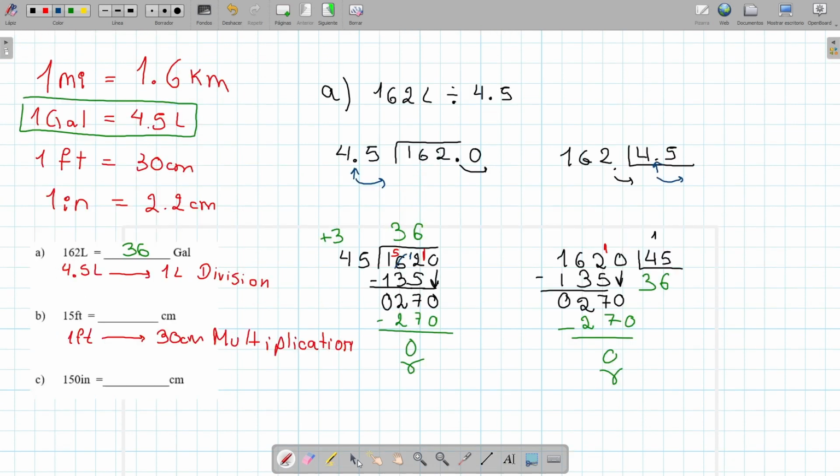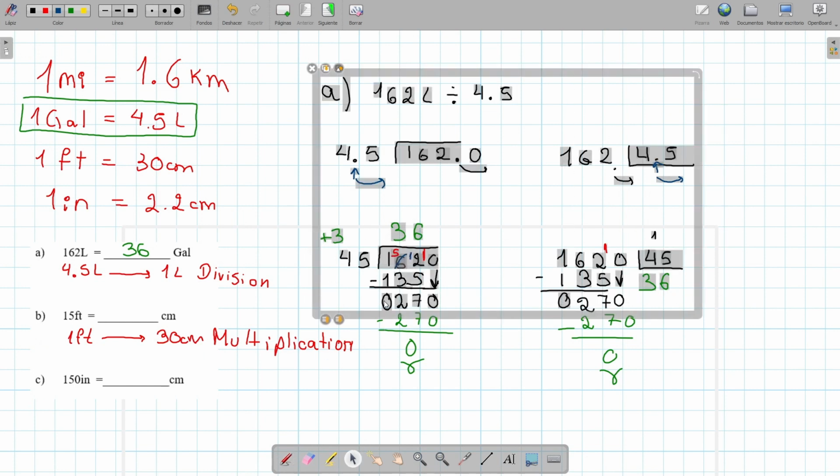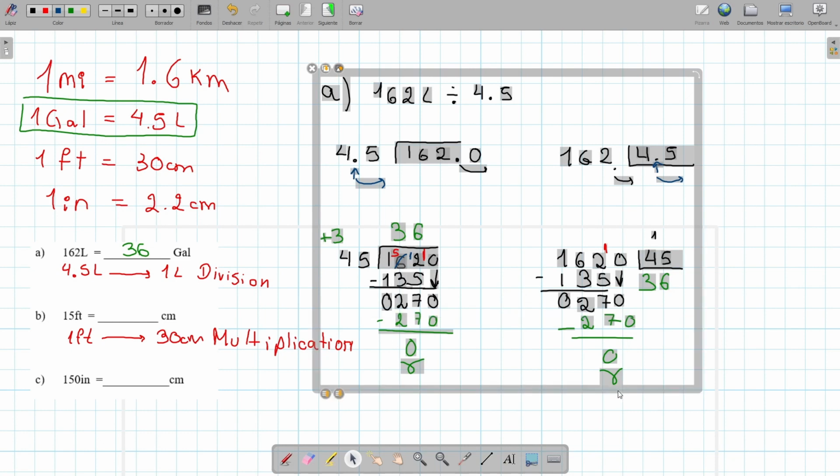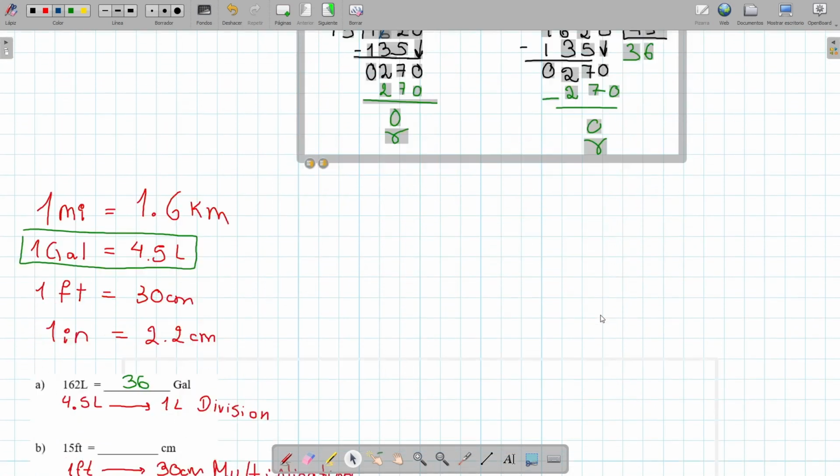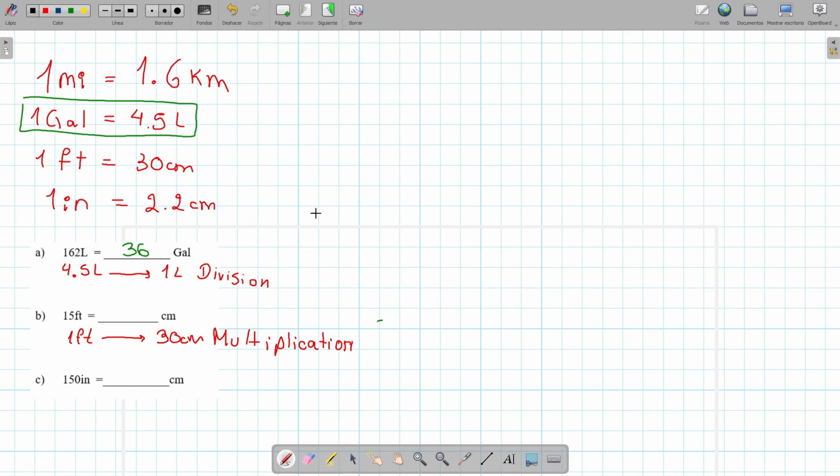So let's try to make a little space right here so we can still work on this same page. I will move it here. And we have the exercise B. We have to transform these 15 feet into centimeters. So we have to multiply by 30. 15 times 30. That is the operation. So we have to do this multiplication.